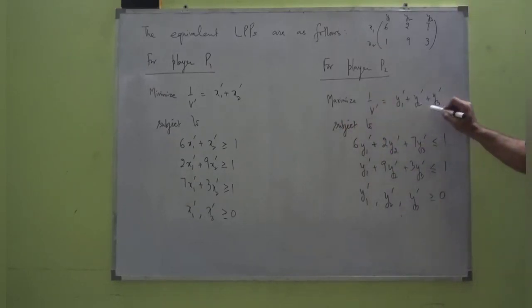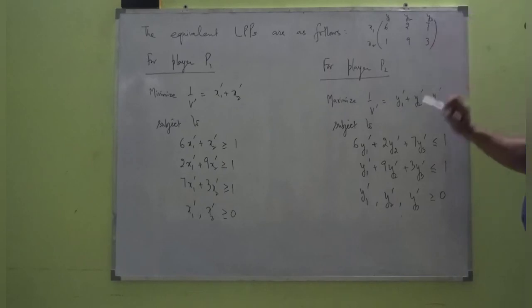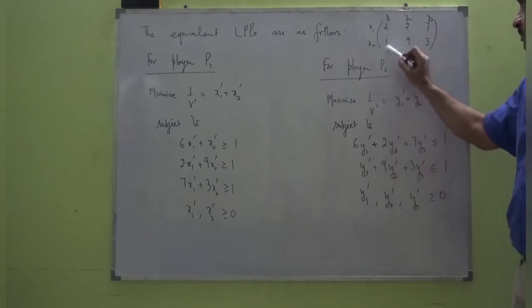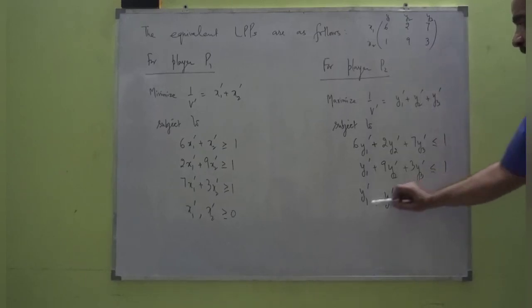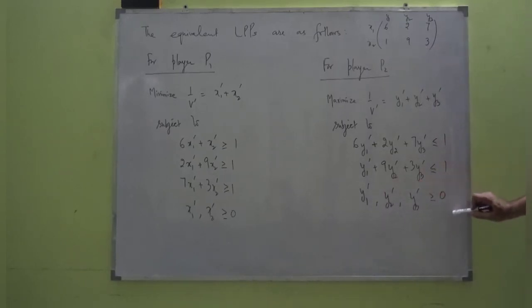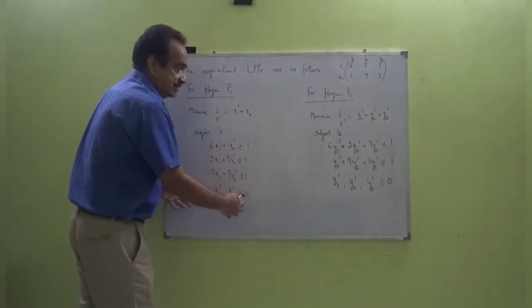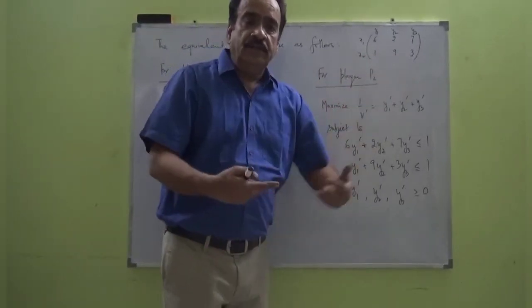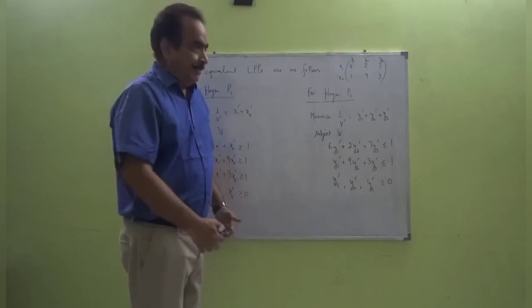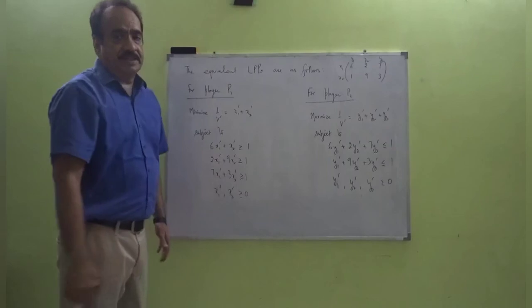And similarly for player P2, the equivalent LPP will be: maximize 1 by V dash equal to y1 dash plus y2 dash plus y3 dash subject to these constraints: 6y1 dash plus 2y2 dash plus 7y3 dash less than or equal to 1, y1 dash plus 9y2 dash plus 3y3 dash less than or equal to 1, y1 dash, y2 dash, y3 dash greater than or equal to 0. These are the equivalent LPPs. Solving these, we'll get V dash, and then V for the given game can be obtained. The optimal strategies here will be the same for the given game also.